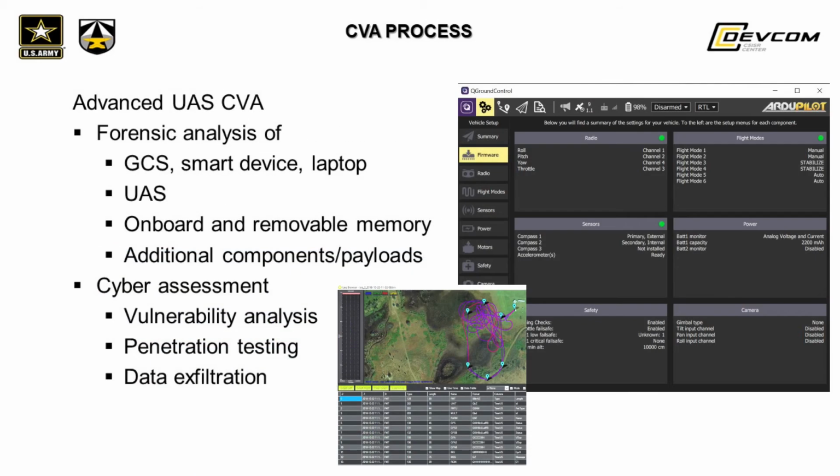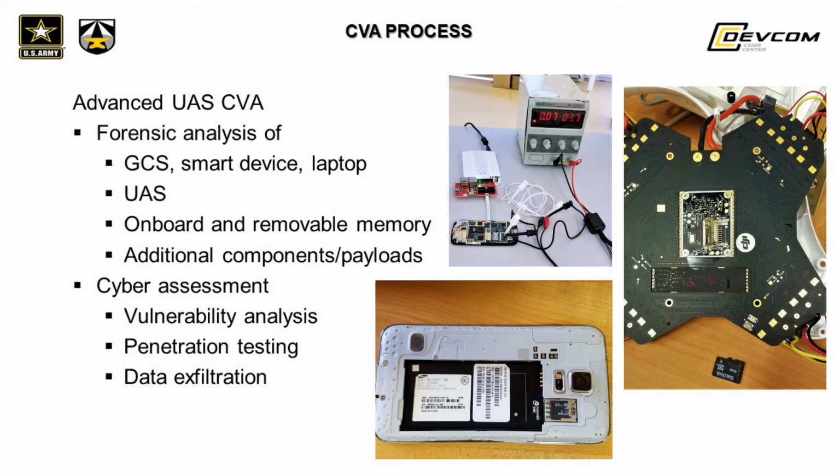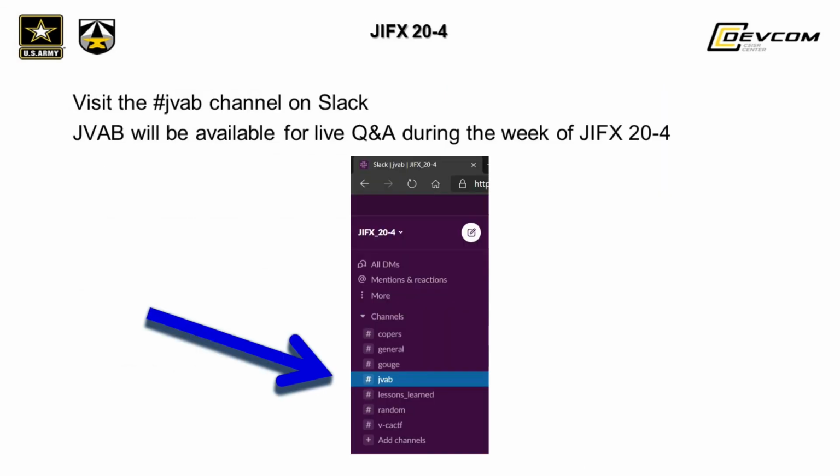More advanced vulnerability assessments will include a forensics analysis of the GCS and smart devices used to control and communicate with the UAS, and onboard and removable memory. An advanced assessment will also include a more traditional cyber assessment to include a vulnerability analysis, penetration testing, and data exfiltration.